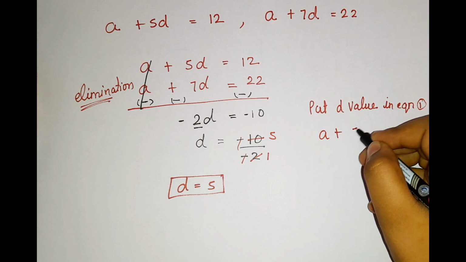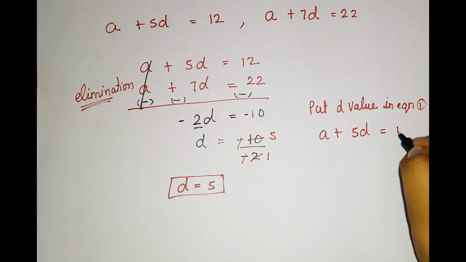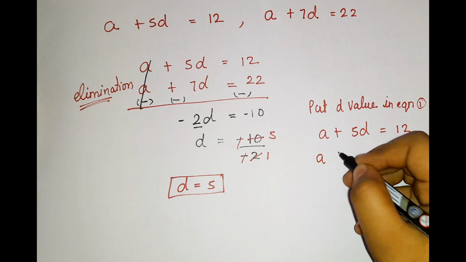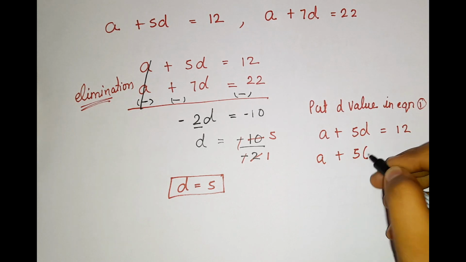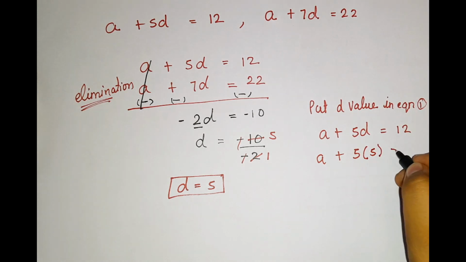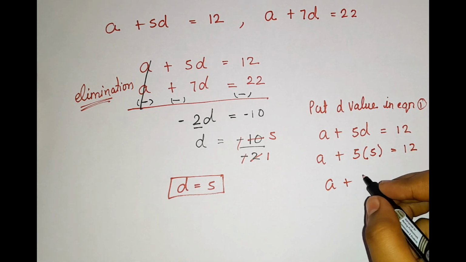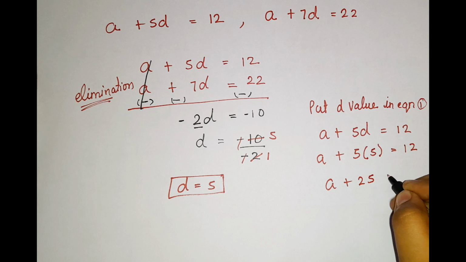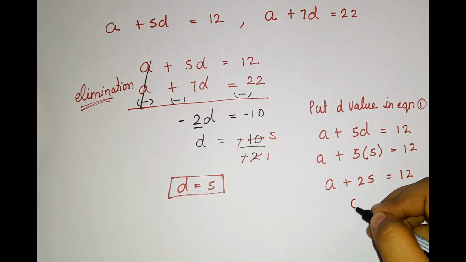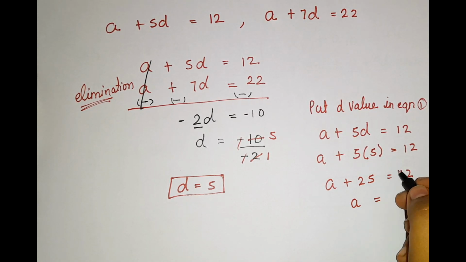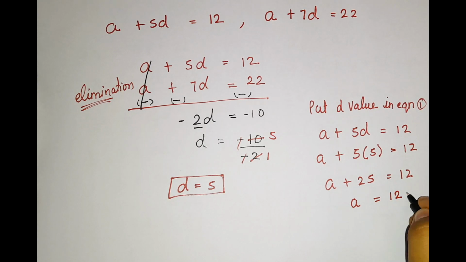What is equation number 1? a plus 5d is equal to 12. So a plus 5, and the d value is also 5, is equal to 12. a plus 5 into 5 is 25 is equal to 12. So a is equal to, when 25 comes to that side, it changes into minus 25.